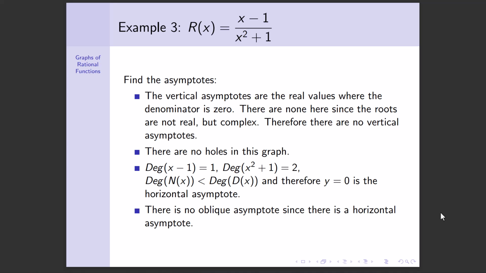So because we have a quotient of 0, because the degree of the bottom is bigger than the degree of the top, that means that there cannot be any other quotient. So y equals 0 is the horizontal asymptote, and again, there are no oblique asymptotes. So let's take a look and see what we have of the graph so far.